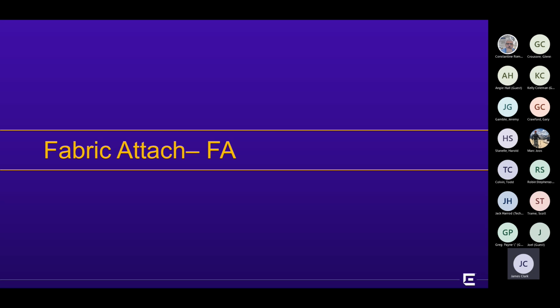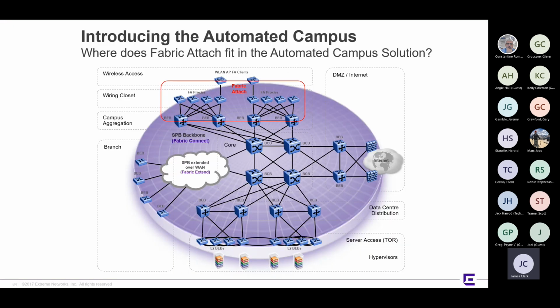So we're going to talk about Fabric Attach. We've mentioned Fabric Attach off and on throughout the last couple of sessions, but really haven't gone into what it really looks like, right? So we have some concepts called automated campus, where you basically set up your network. We're showing somewhat of a large network here. It doesn't really matter the size, but we know that somewhere in the network you're going to have an IDF, a wiring closet somewhere. And what do we do about that if it's not a BEB or a BCB, right? How do we get that traffic onto the fabric? Well, we use Fabric Attach.